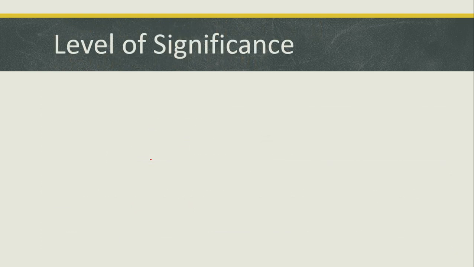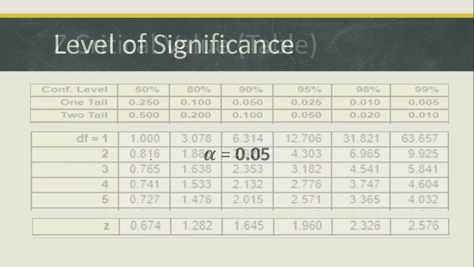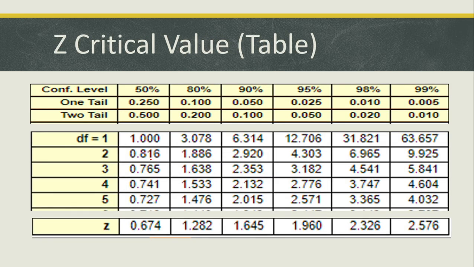What is the level of significance? 0.05 po. Okay, that will be 0.05. Okay, or the alpha is 0.05. Next. Alin dyan? One-tailed, two-tailed? Two-tailed siya. So, tignan na. Hanapin. 95%. 1.960. Okay. So, ito siya.